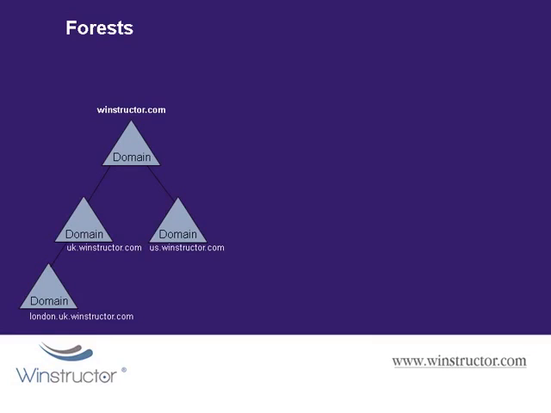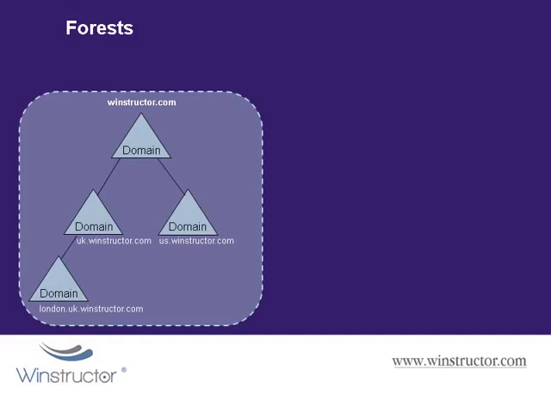So in this image here, we could see that the parent domain at the top is winstructor.com. Underneath that parent domain, we have two child domains, uk.winstructor.com and us.winstructor.com. Child domains can also, of course, contain other child domains. So we can see that the child domain of uk.winstructor.com is london.uk.winstructor.com. So this relationship makes uk.winstructor.com the parent of the London domain. Yet this entire structure here still forms a single domain tree. And our forest boundary is now considered to be this entire area.